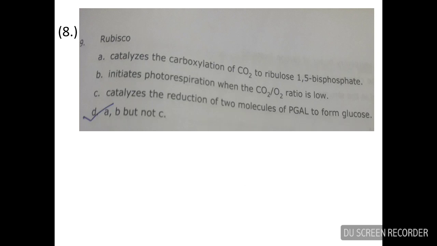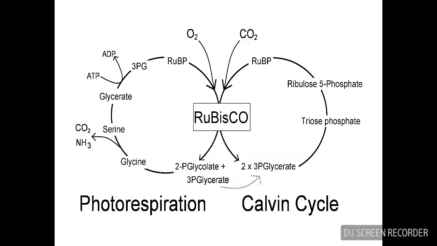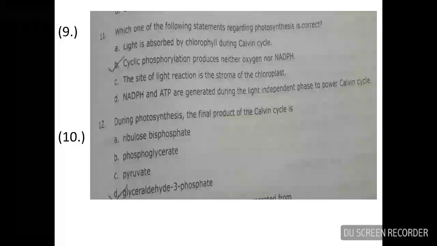Option A: catalyze the carboxylation of CO2 to ribulose 1,5-bisphosphate. Yes, option A is right. And option B: initiate photorespiration when the CO2 to O2 ratio is low. Yes, this is absolutely correct. And option C: catalyze the reduction of 2 molecules of PGA to form glucose. So the answer will be option D. A and B are correct but not C. Okay, C is not correct. So the answer will be D.